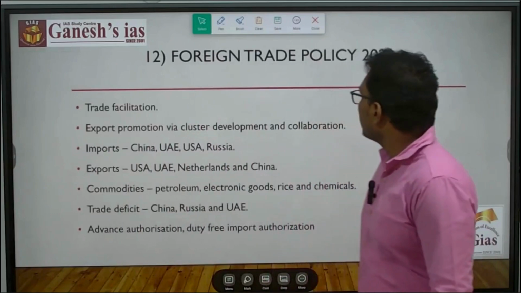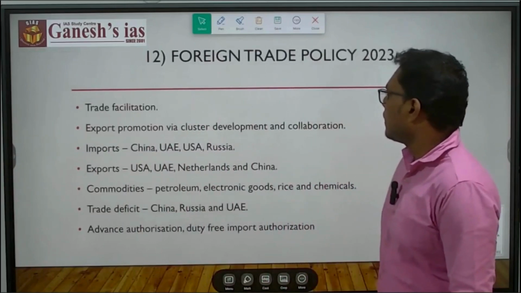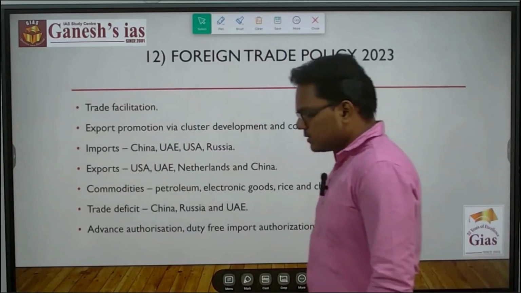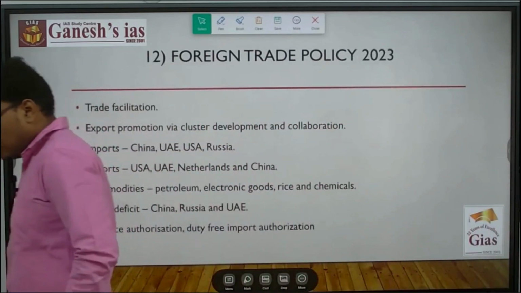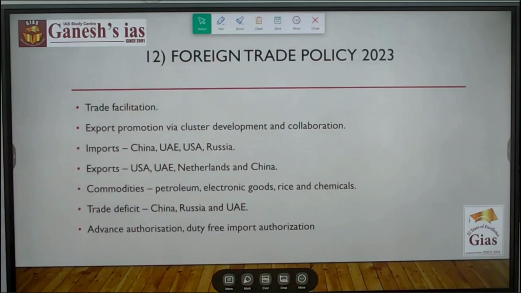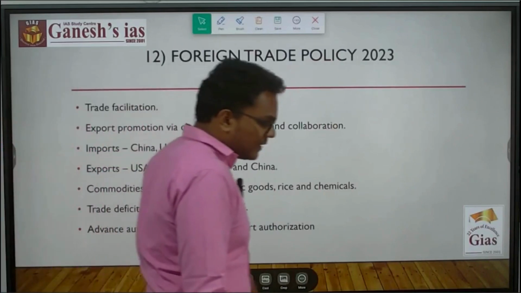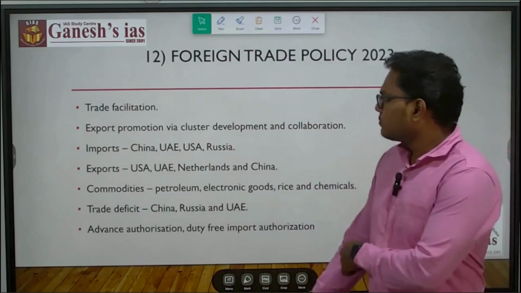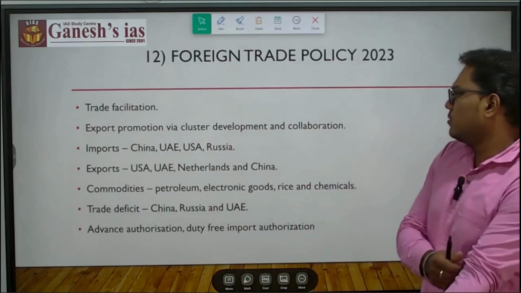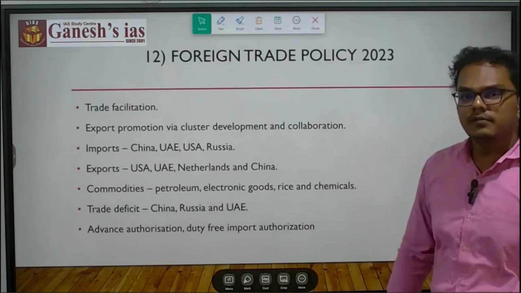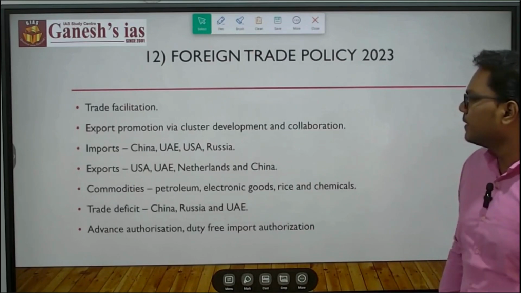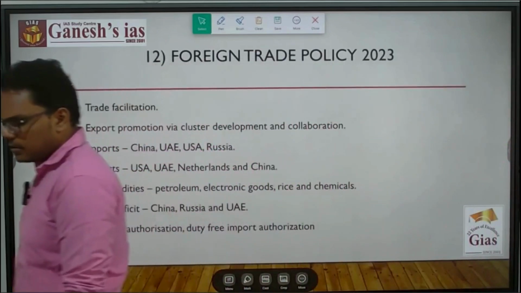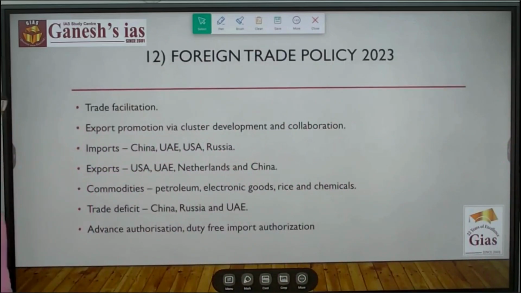This is the Foreign Trade Policy 2023. As far as this foreign trade policy is concerned, you have to know the major provisions, and then you need to know what trade facilitation initiatives are taken under the scheme, and how it is trying to bring about export promotion via cluster development as well as collaboration.